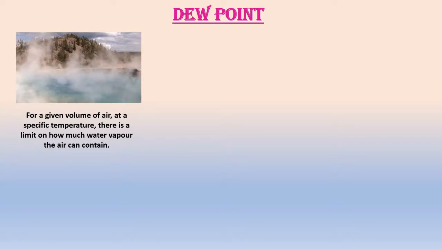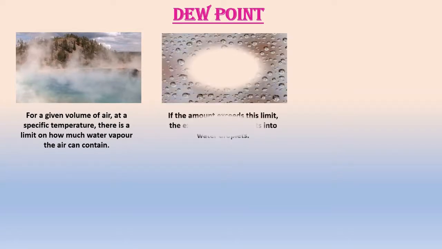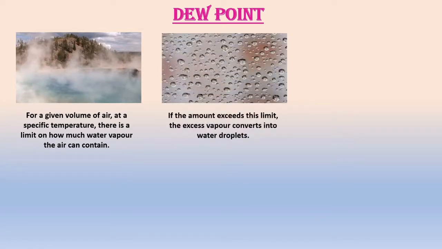So there is a limit on the water vapor that air at a specific temperature can contain. If the amount exceeds the limit, the excess water vapor converts into water droplets. So if the amount of water vapor increases at a specific temperature, then the excess water vapor converts into water droplets. As we can see in the picture, the water vapor has been converted into water droplets.